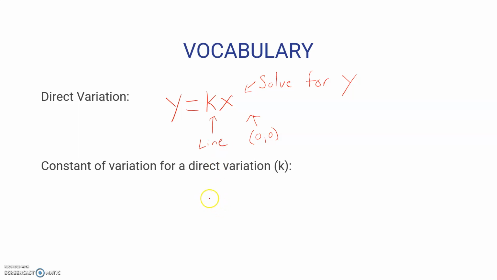In order to find k, k is the coefficient that goes in front of our x. And so in order to find k, we can solve for it. And our direct variation equation looks like this, y equals kx. So if I wanted to know what k was, I would need to get rid of my x. To do that, I would divide both sides by x to get rid of it. And so I could find that k is equal to y divided by x. And again, it's constant. It stays the same throughout. It's always going to be y divided by x throughout my entire equation if it's a direct variation equation.